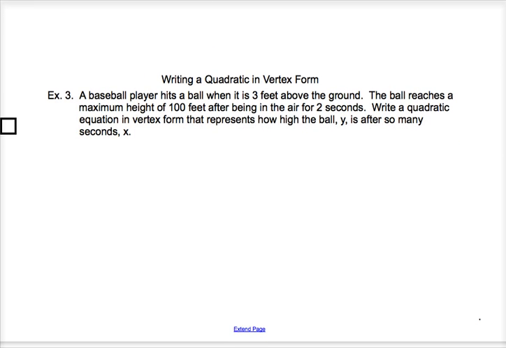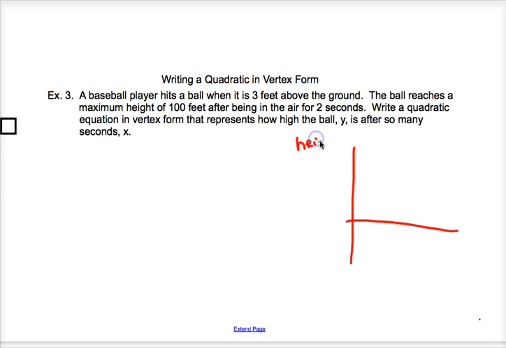Writing a quadratic in vertex form. A baseball player hits a ball when it's 3 feet above the ground. I'm going to draw a picture here. I can do that on word problems. The ball reaches a maximum height of 100 feet after being in the air for 2 seconds. Write a quadratic equation in vertex form that represents how high the ball is. And I guess that would be measured in feet.